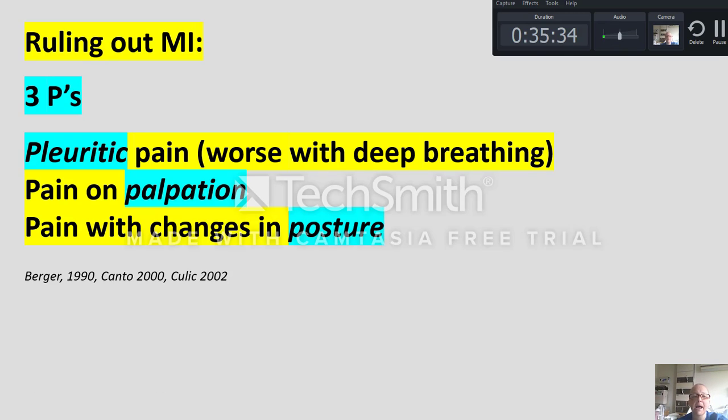Ruling out myocardial infarction, the 3 P's. Pleuritic pain is worse with deep breathing. Pain on palpation. Pain with changes in posture. So I guess these 3 P's will help you rule out a myocardial infarction: pleuritic pain, pain on palpation, and pain with changes in posture.